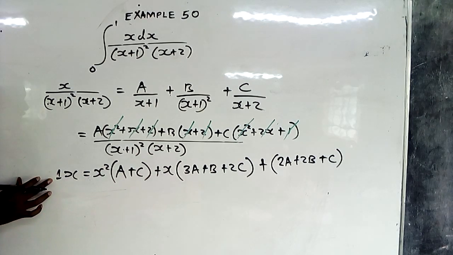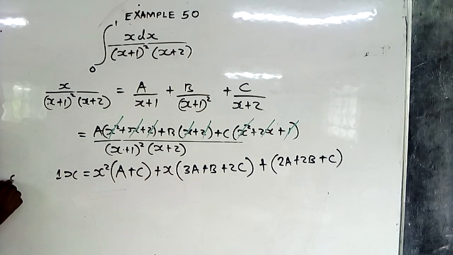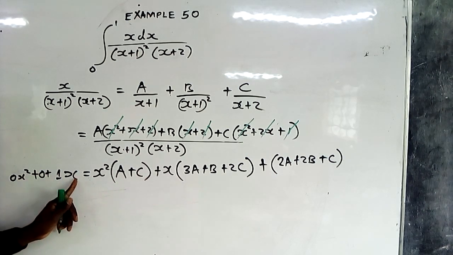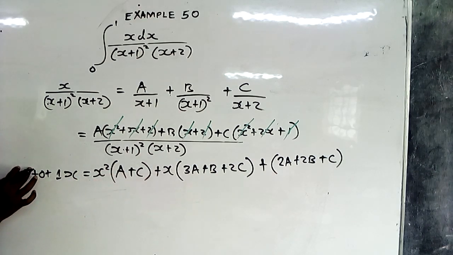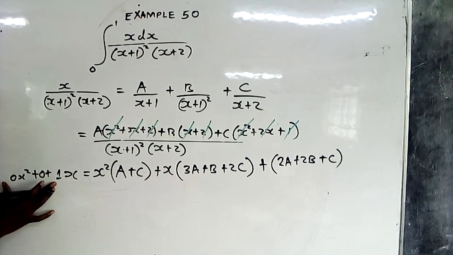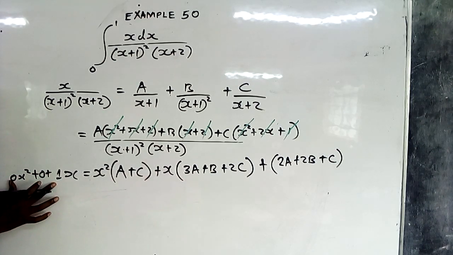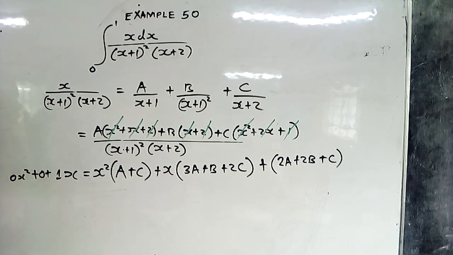There is no constant term this side. Meaning this side we have 0x squared plus 0 constant term, plus 1x. So the coefficient of x squared is 0. That is why x squared is not on this side. The constant term this side is 0. That is why the constant term is not on this side. So you compare the coefficients.